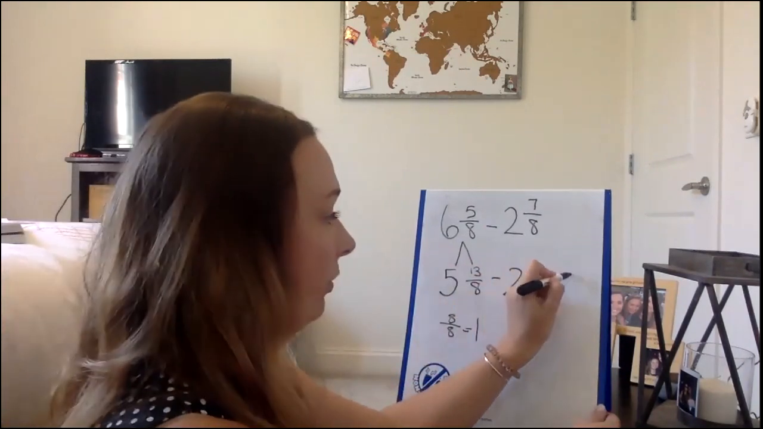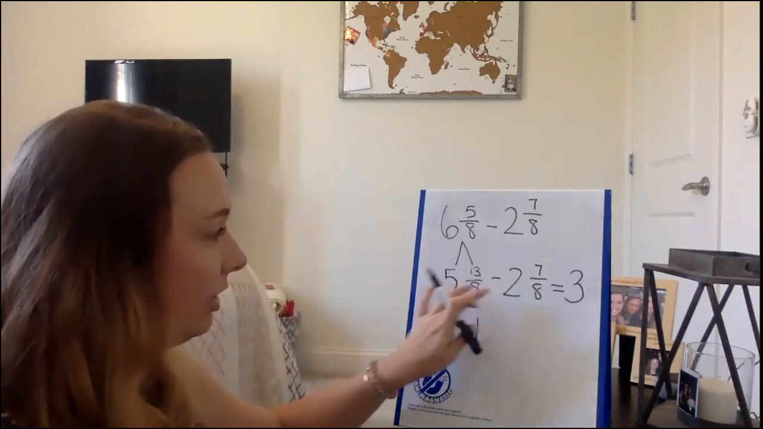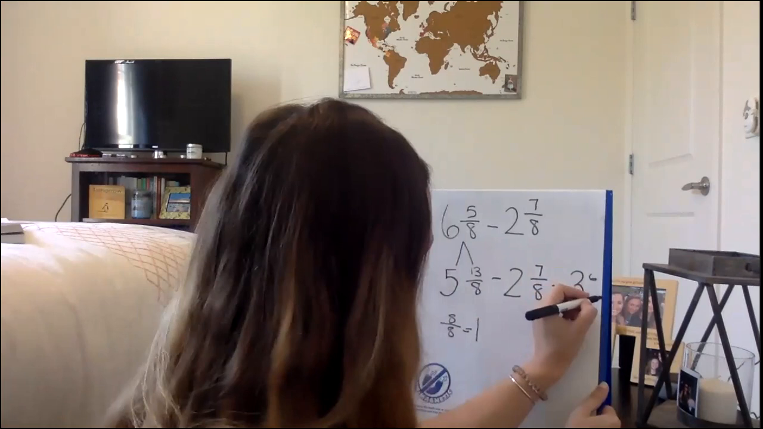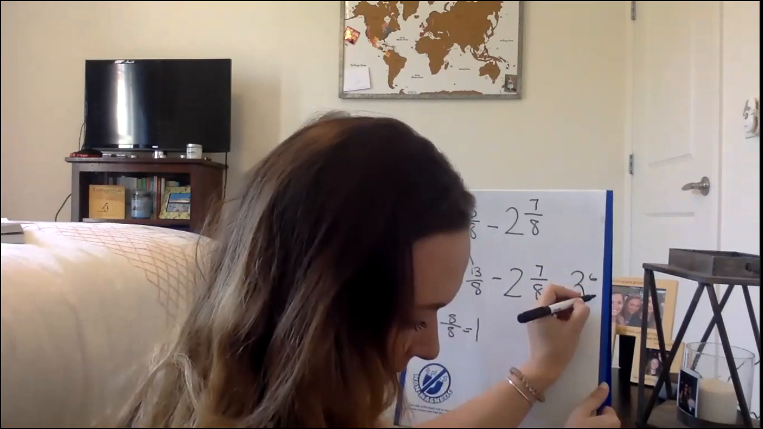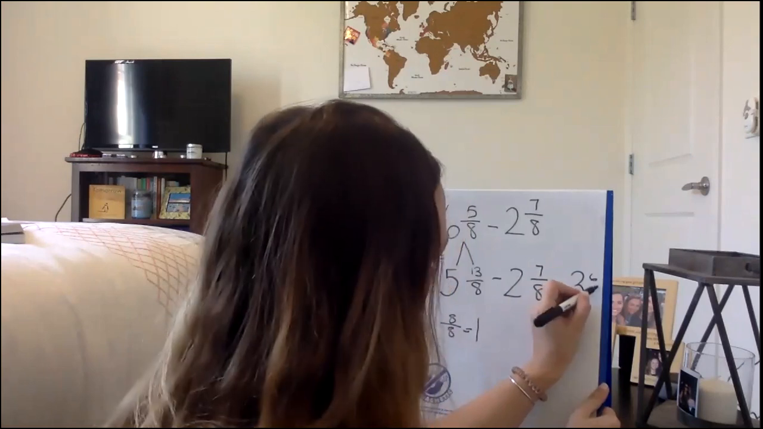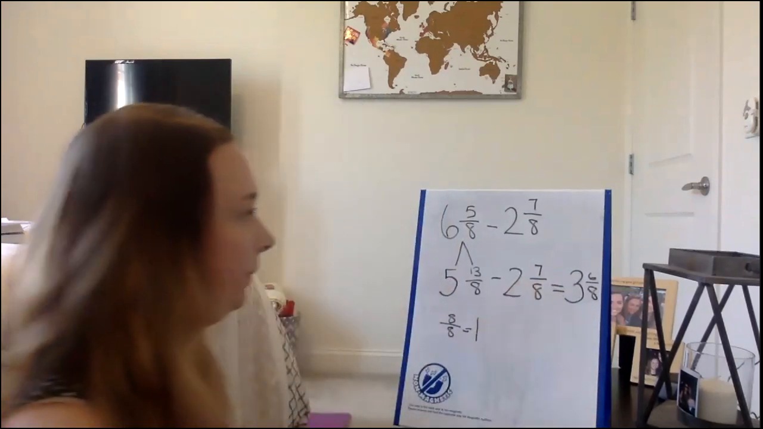Now it's a mixed number subtraction problem I can solve. 5 minus 2 wholes is 3 wholes. 13/8 minus 7/8 is 6/8.